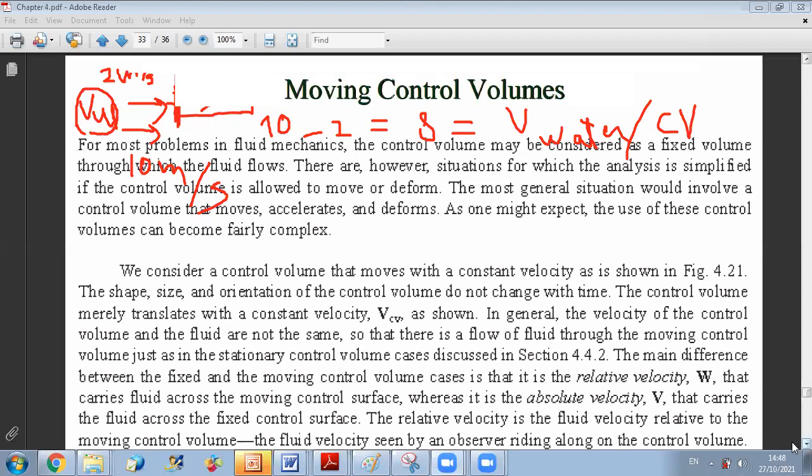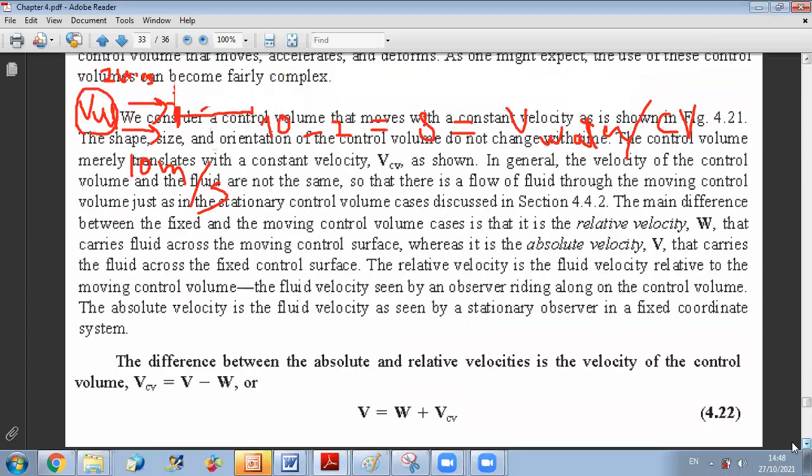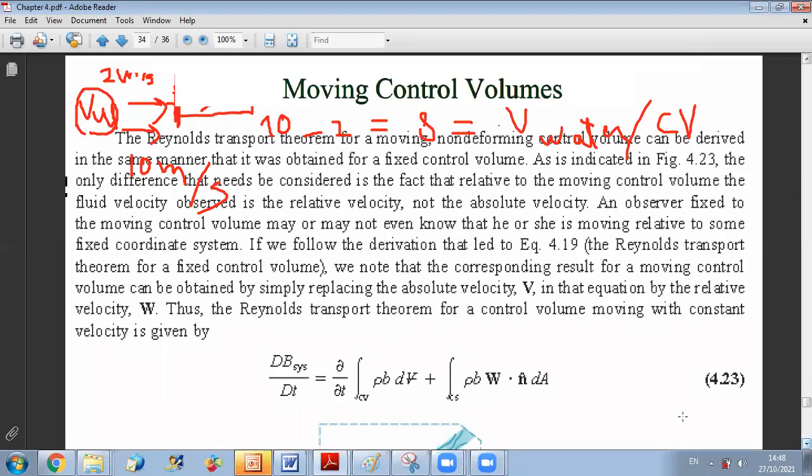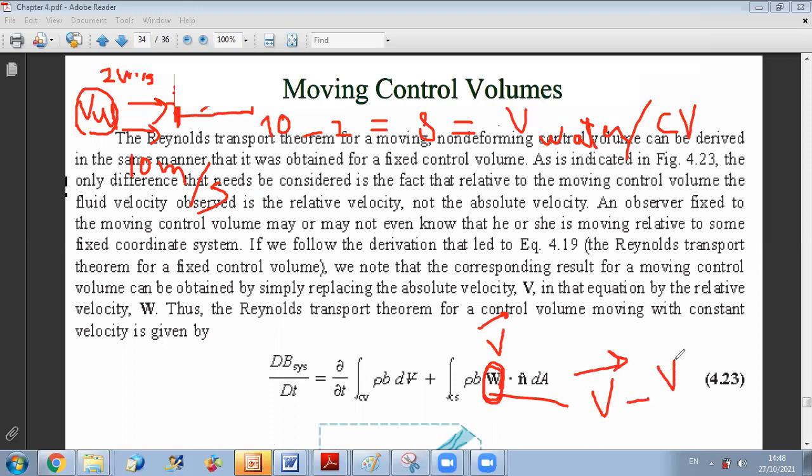If you look at your Reynolds transport theorem now, the only variation when you have a moving control volume is that instead of considering in the fluxes term the absolute velocity v, you will consider the relative velocity w, which is v absolute minus the velocity of the control volume. Okay, any question on this?